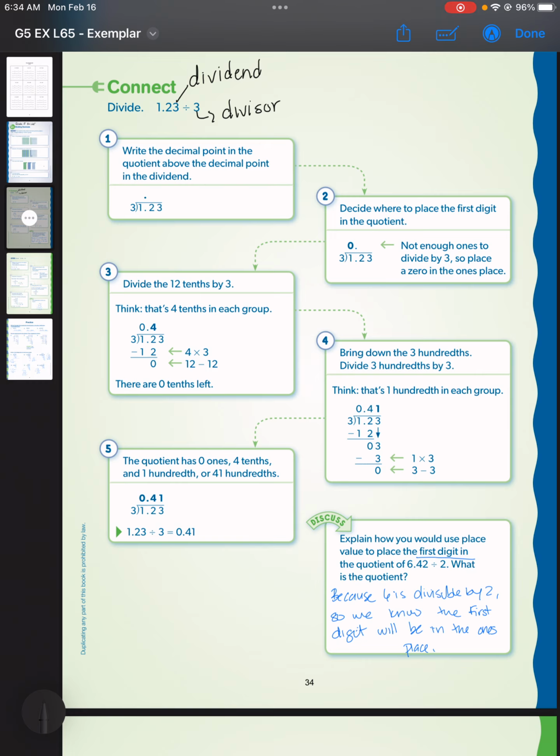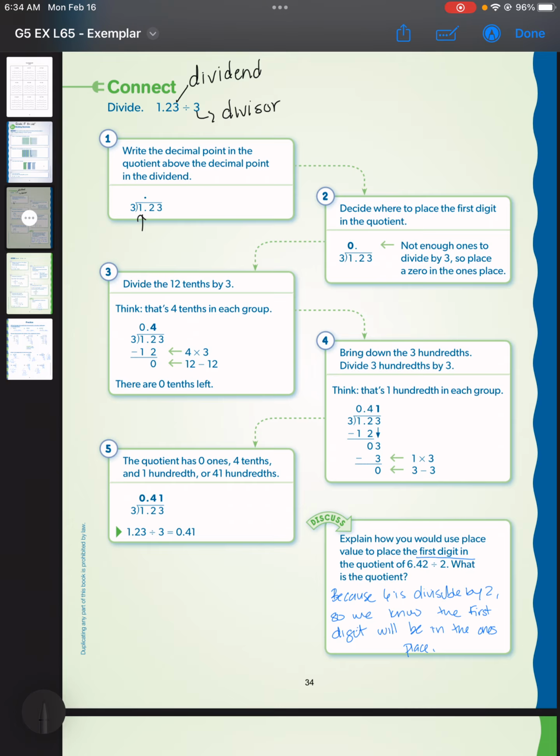The dividend goes in the house. So 1 23/100ths goes in the house. The 3 goes on the outside of the house. And when I'm dividing decimals, the very first thing I do is bring up my decimal point. And then I have to decide where do I put the first digit in the quotient? The quotient is their answer.